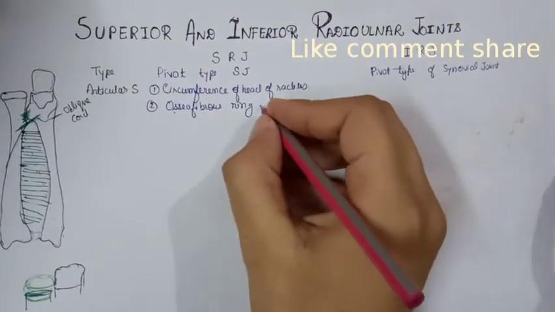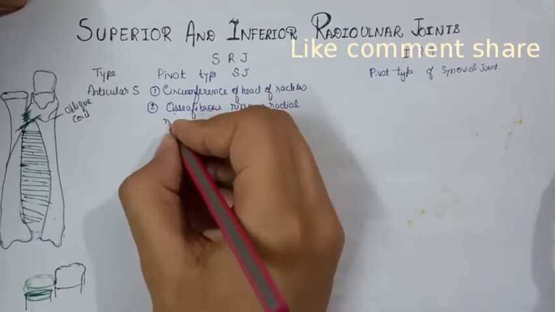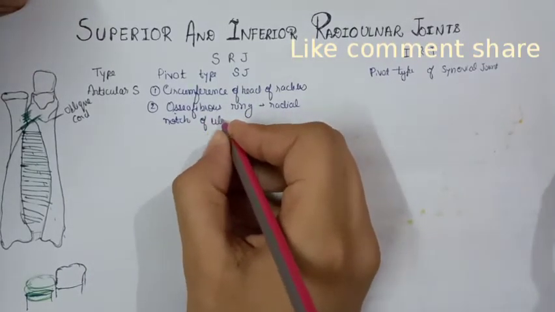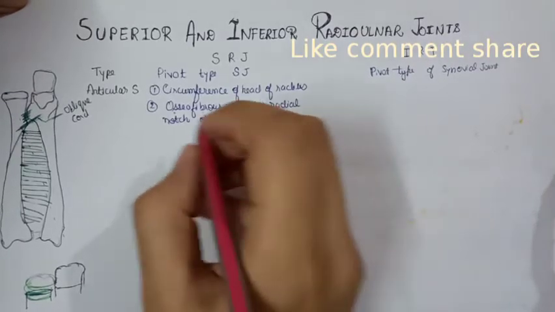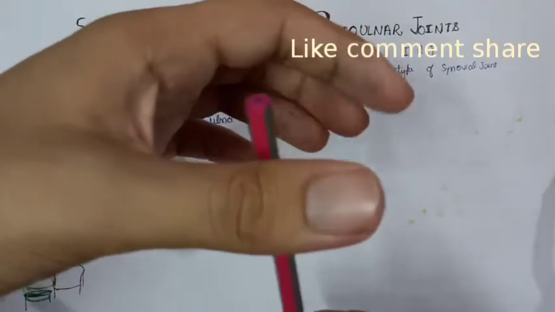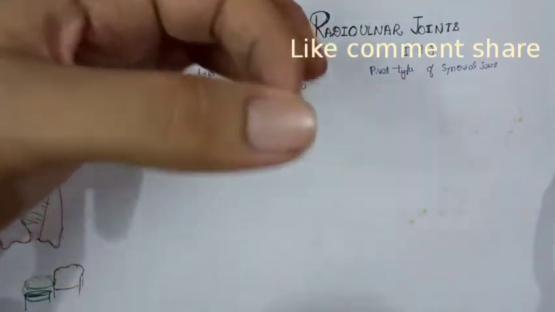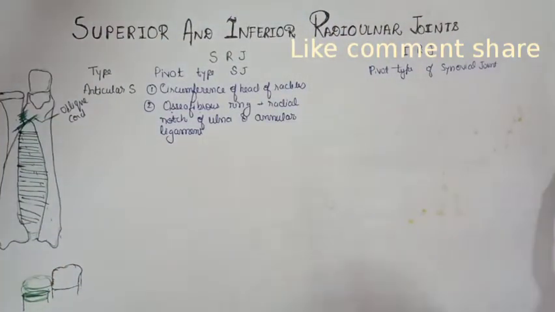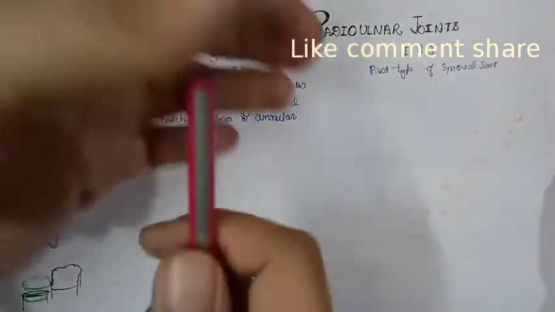So the osteofibrous ring is formed by the radial notch of the ulna, in which the radius fits, and the annular ligament. So as I told you, the head of the radius moves along a circular path or circular ring made up of two types of things. Osseous, matlab, the bony part of the ulna, and the ligament, which is the annular ligament that surrounds the head of the radius.